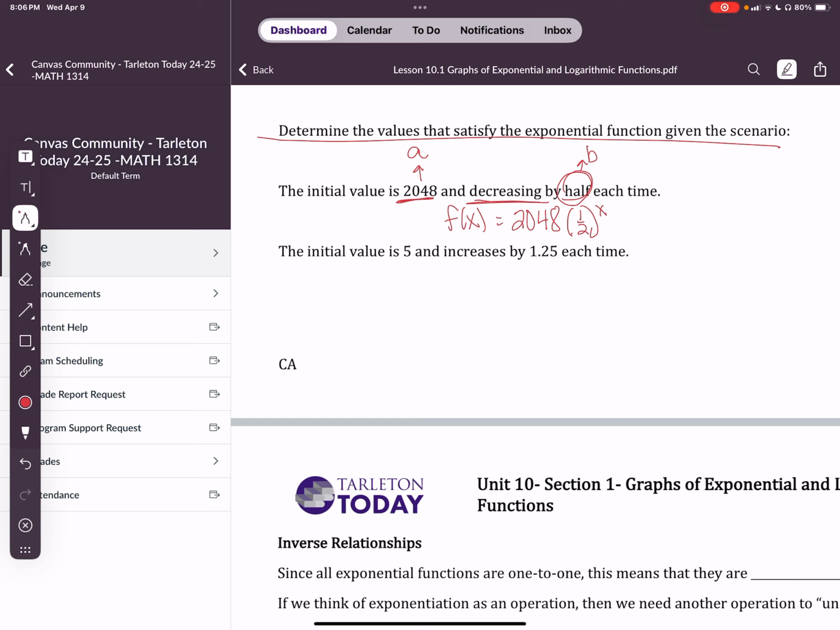Now that's all it's asking for there. You don't have to do anything beyond that. So on this next one, 5 is your A. 1.25 is your B. So you would have 5 times 1.25 to the x, and that equals f of x.